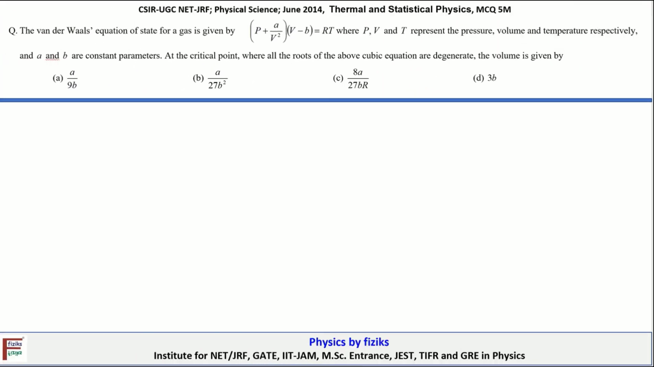Let's take a look at the next problem. The statement is: the van der Waals equation of state for a gas is given by (P plus A upon V square) into (V minus B), that is equal to RT. Okay, now where P, V and T represent the pressure, volume and temperature respectively, and A and B are the constant parameters. So at the critical point where all the roots of the above cubic equation are degenerate, the volume is given by.